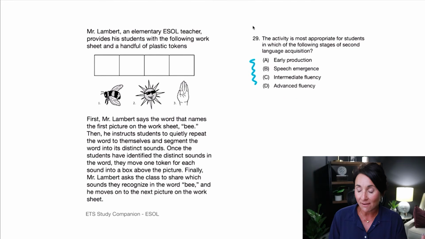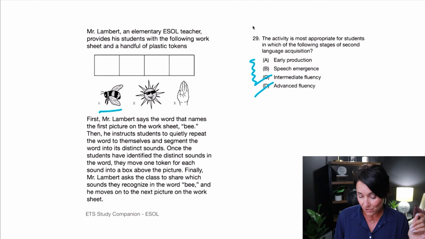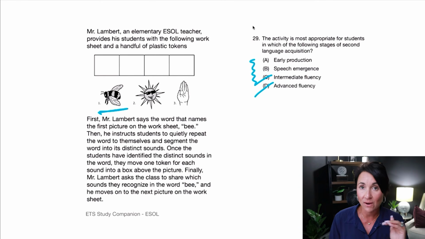But I can see here, this is definitely not advanced or intermediate fluency. I don't even have to read the question to figure out that this is either going to be early production or speech emergence, and probably early production, because we're not even looking at words. We're looking at pictures and sounds here. So this is very, very early stage. Let me go ahead and read the question.